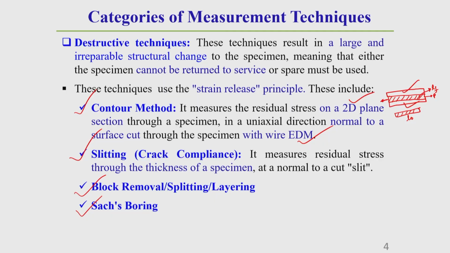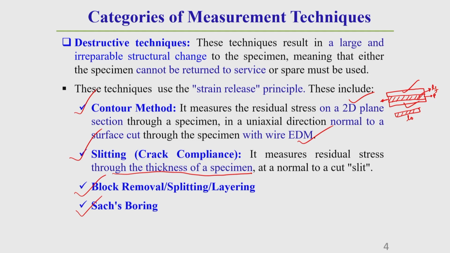Another method is called the slitting method. Instead of a 2D plane, this method is used to measure through the thickness of the specimen, this you should keep in mind. Here a cut is made at a normal, that is called a slit. By this slitting operation we generally measure the residual stress through the thickness of the plate. And block removal, splitting and layering techniques are more or less similar types of technique that I will discuss in detail in a subsequent slide.